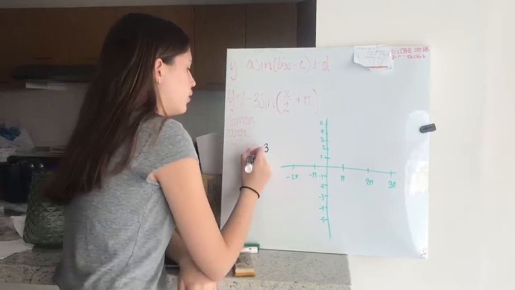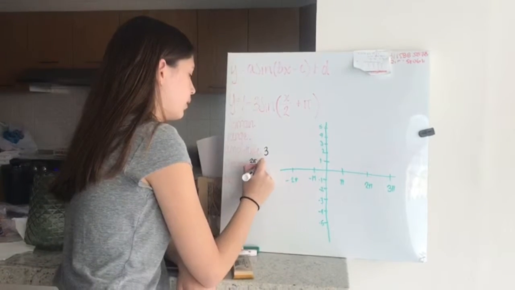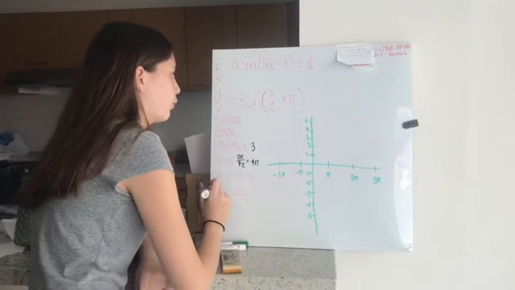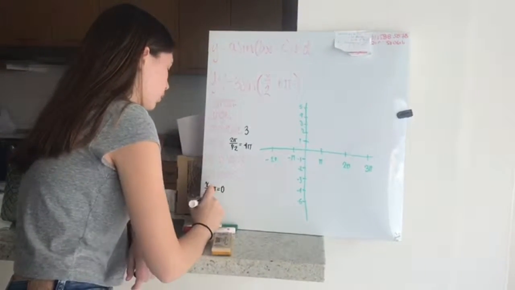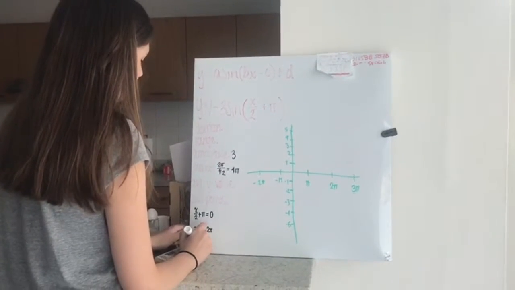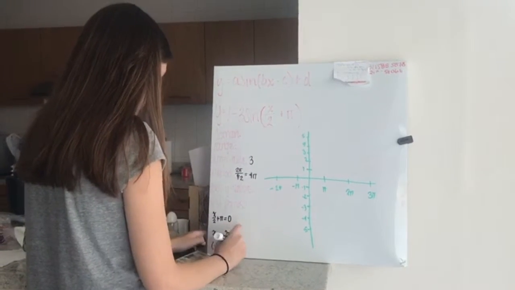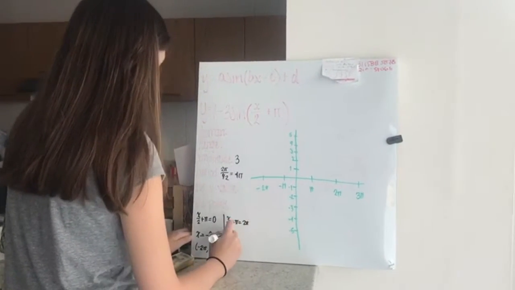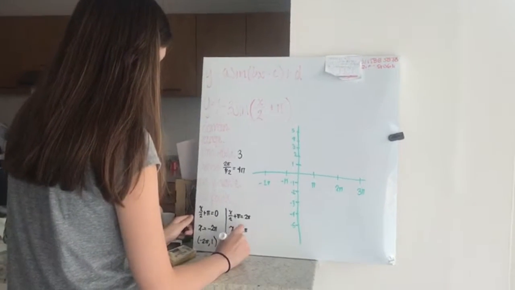Then our period is 2 pi over b, where b here is 1 over 2. Therefore, our period is 4 pi. Our endpoints: we can know that our first endpoint is x over 2 plus pi equals 0. Therefore, x is going to be equal to -2 pi. So we know that our first endpoint is going to be at (-2 pi, 1), because our vertical shift is of 1 unit. And our other endpoint is going to be x over 2 plus pi equals 2 pi. Therefore, x is going to be equal to 2 pi. So our second endpoint is going to be (2 pi, 1).